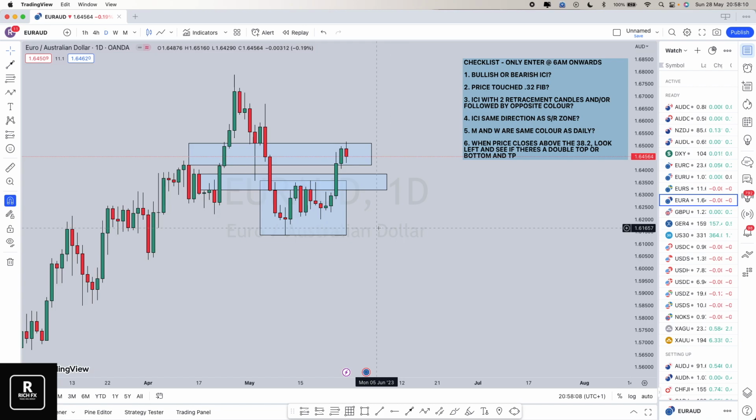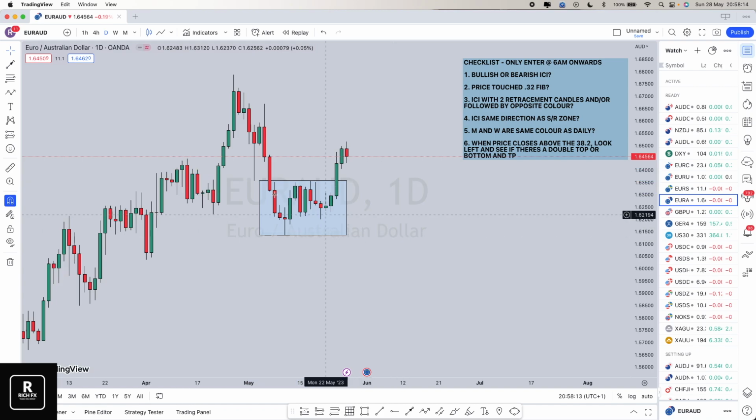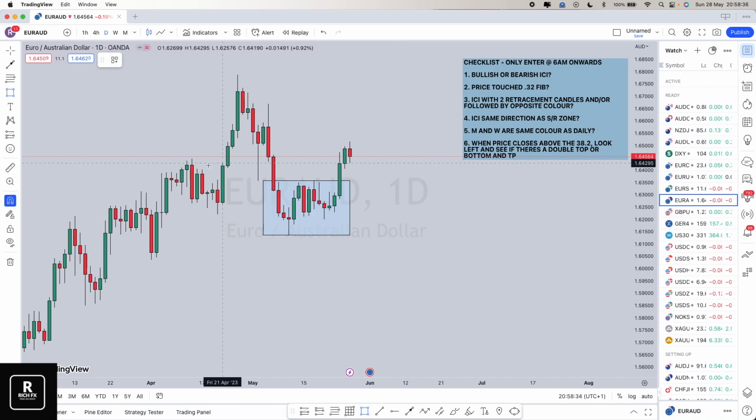Next pair, Euro AUD. This one, I'll mark again. Last week, as you can see, consolidation, broke above, created this W formation, which is here. This is your W formation. So basically, we're going to look for a retest of the neckline, which is here, and then we're still looking for buyers. But that's your intraday strategy, but it still goes hand in hand.